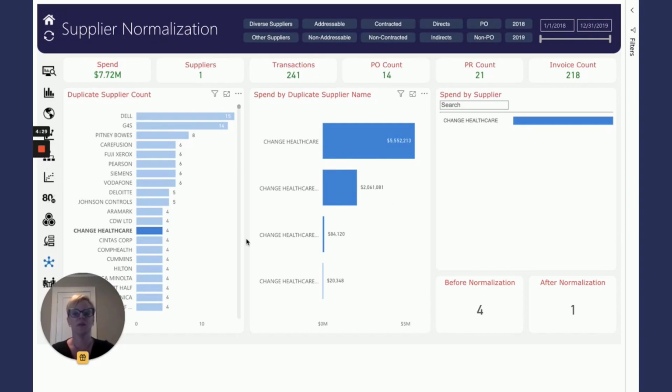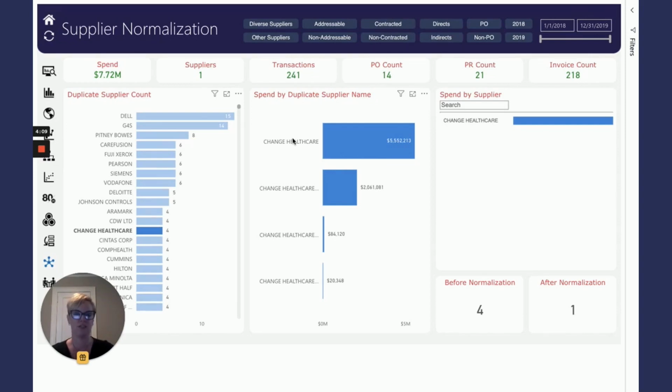For example, if we look here, Change Healthcare has four different names within the ERP system. Simfoni was able to leverage their AI and natural language processing to take those four instances of Change Healthcare and roll them into one instance for Change Healthcare, therefore making sure that we get all that credit together.